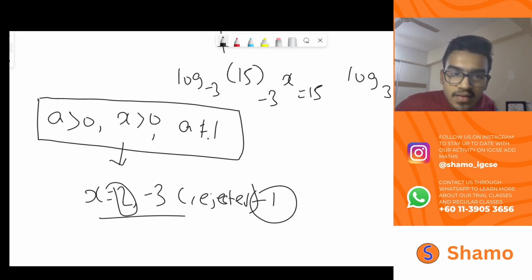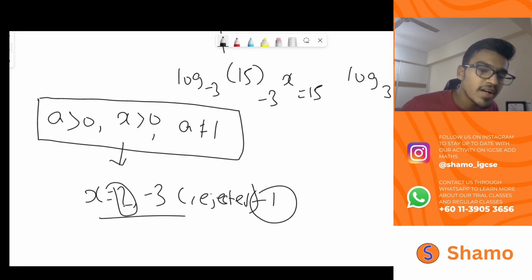Okay? The reason why this is important is because sometimes you might get multiple values of x, but you must know if we can accept all of them. Okay? I hope that made sense. Let's move on.